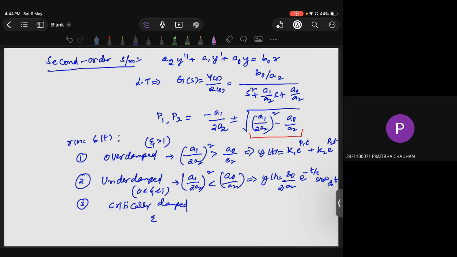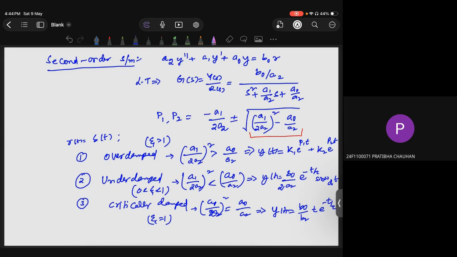Here, critically damped, you'll have zeta as 1. In this case, A1 by 2A2 whole squared should be equivalent to A naught by A2. In this case, you'll get y(t) as B naught by A2 t e power minus t by tau. So finally, this response you will get in this form.